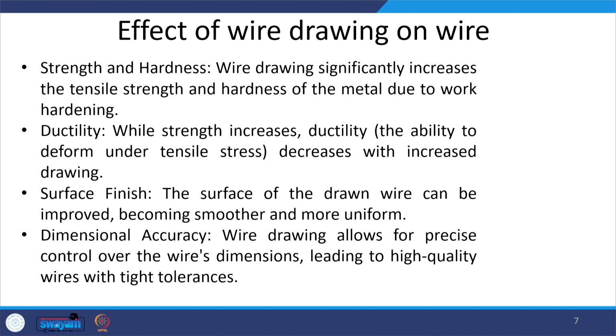How does wire drawing affect the wire that is being produced? The first thing is that wire drawing is a cold working process, so the material experiences work hardening. Therefore, the wire produced by wire drawing under cold working conditions has increased tensile strength and hardness due to work hardening, but at the cost of ductility. Ductility is reduced because of the wire drawing.